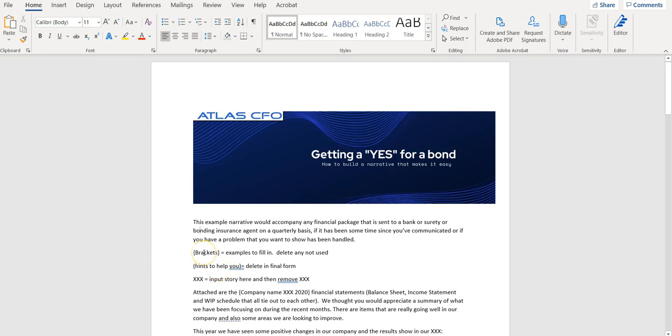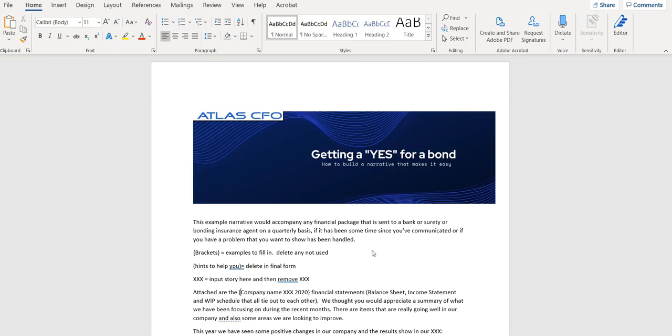So the first thing to note is if it's got brackets, I'm just going to highlight as we go through. If it's got brackets, that means that it's an example. You may have something different than that, but it would be an example of items that you could include in that section. You'll want to delete anything that you don't use. If it's in parentheses, those are just helpful hints. Again, you're going to delete those. Those are just to help you as you fill out your own. And then if you see the XXX, that means you're inputting your story there or your date there. That's something for you to input, and you would then remove your X.